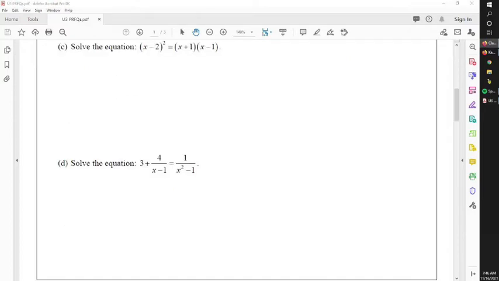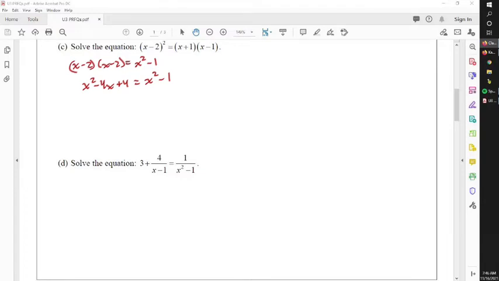Now let's look at letter C. Letter C, the first thing I'm going to do is that exponent, by going x minus 2 times x minus 2. And then on the right side, I go x plus 1 times x minus 1. Now that's a difference of squares, people. And so I have x squared minus 1. So I multiply the left side, I get x squared minus 4x plus 4. And then the right side, nothing changed.